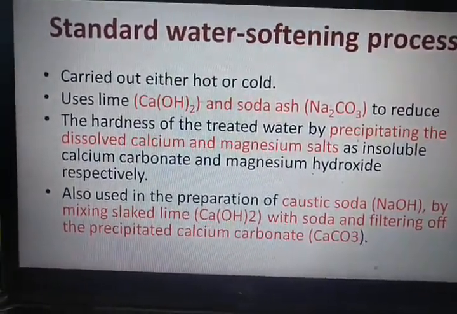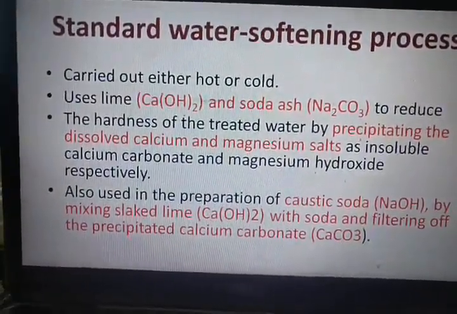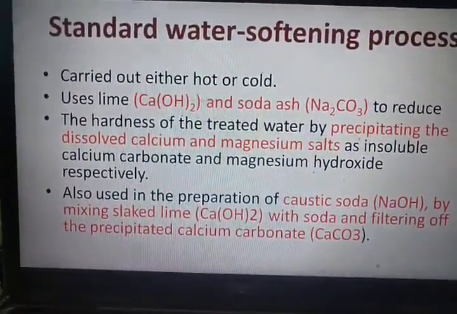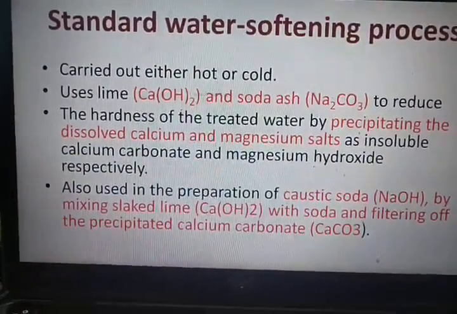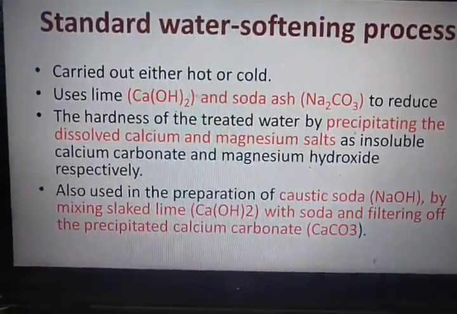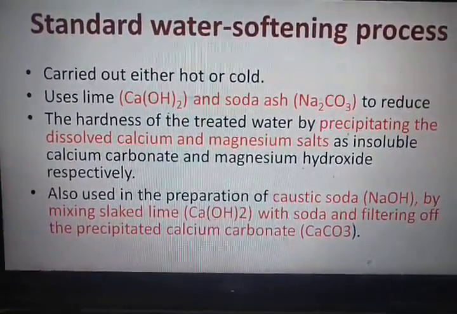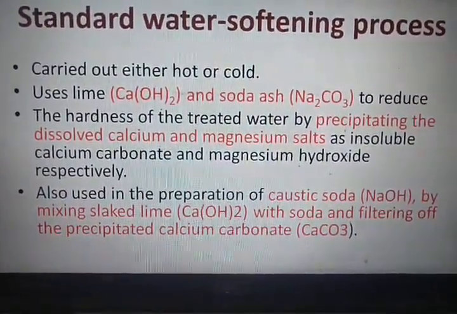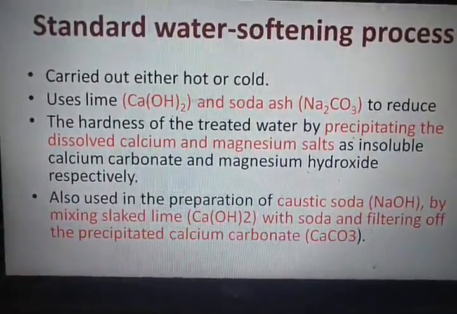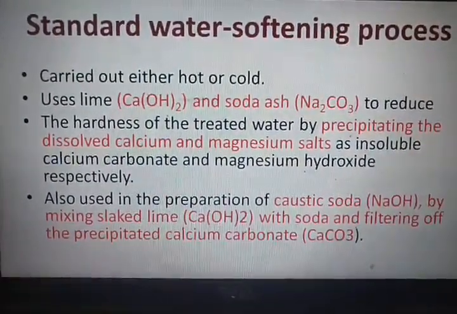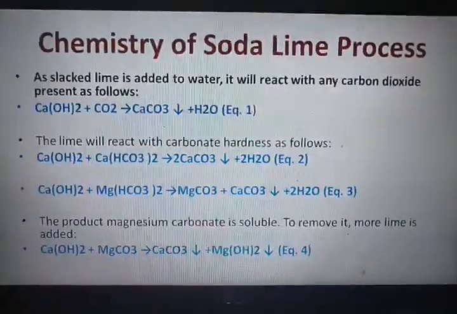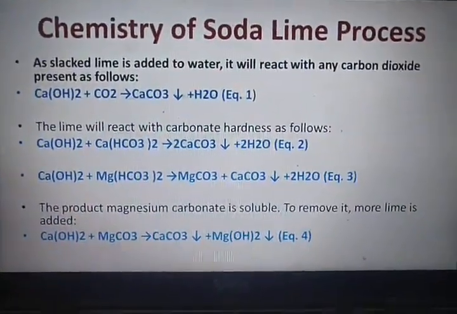It uses the lime, that is calcium hydroxide, and soda ash, that is sodium carbonate, to reduce the hardness, thereby precipitating the calcium and magnesium salts as insoluble calcium carbonate and magnesium hydroxide respectively. It is also used in the preparation of caustic soda, that is sodium hydroxide, by mixing slaked lime with soda and filtering off the precipitated calcium carbonate. Now coming to the chemistry of this process.